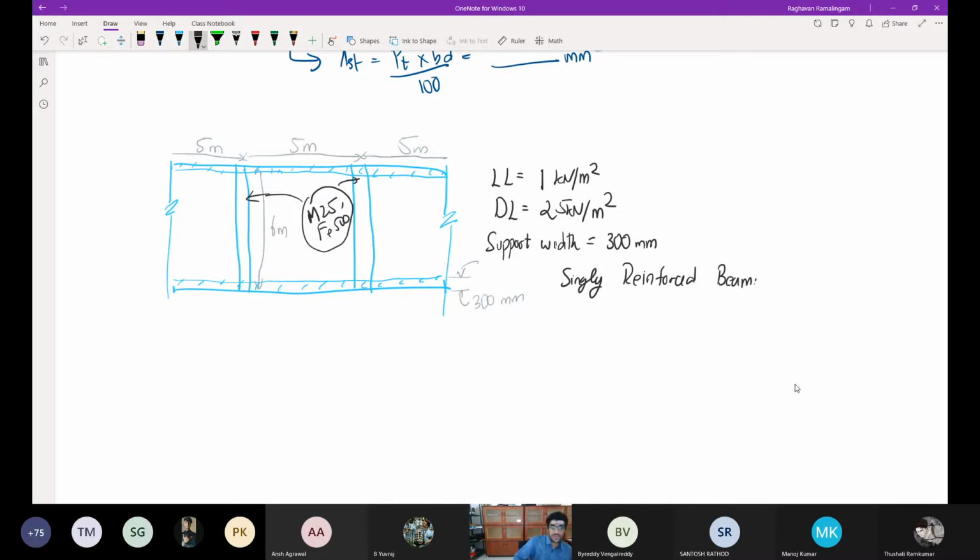Okay, so what I have shown over here is a floor system, consisting of beams and also the slabs. So right now we are doing only beam design. You have learned only beam design. So now we'll design this beam.